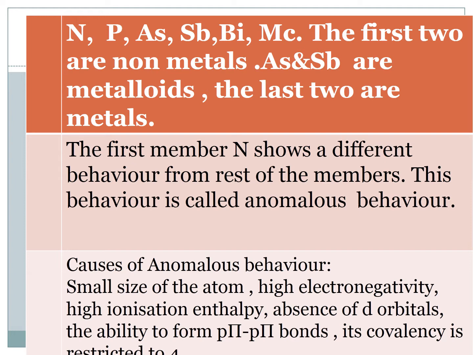and that is known as anomalous behavior. You find that this anomalous behavior occurs due to small size, high electronegativity, high ionization enthalpy, and absence of d orbitals. In addition to that, nitrogen also has the capability to form p-pi multiple bonds, and it is restricting its covalency only to 4.